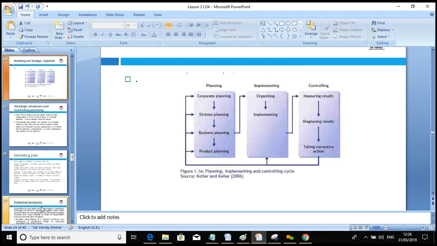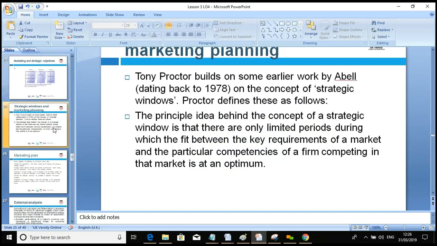Okay, next when we have planning: corporate planning, divisional planning, business planning, and product planning. Then implementation and control. Control can be measuring the result, diagnosing the result, and taking corrective action. So all of this comes according to Kotler. We can use the control. Any question? No, that's okay.